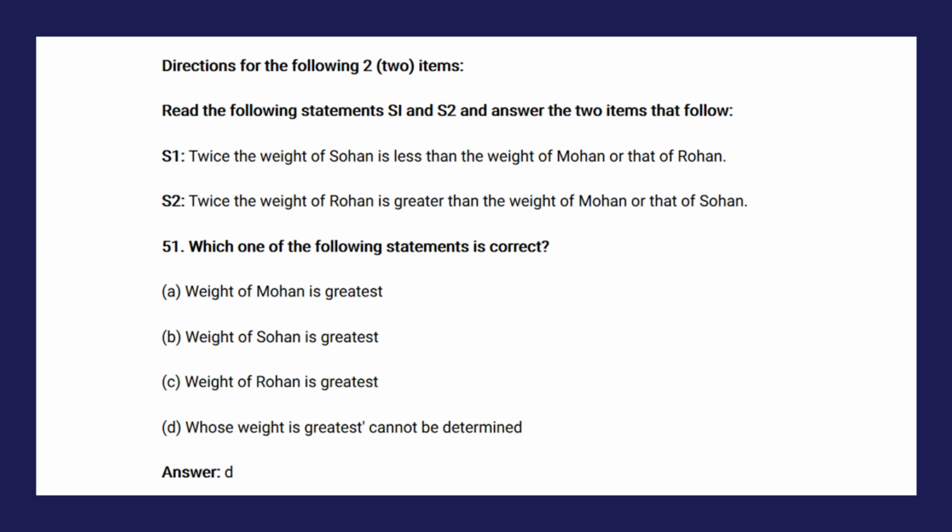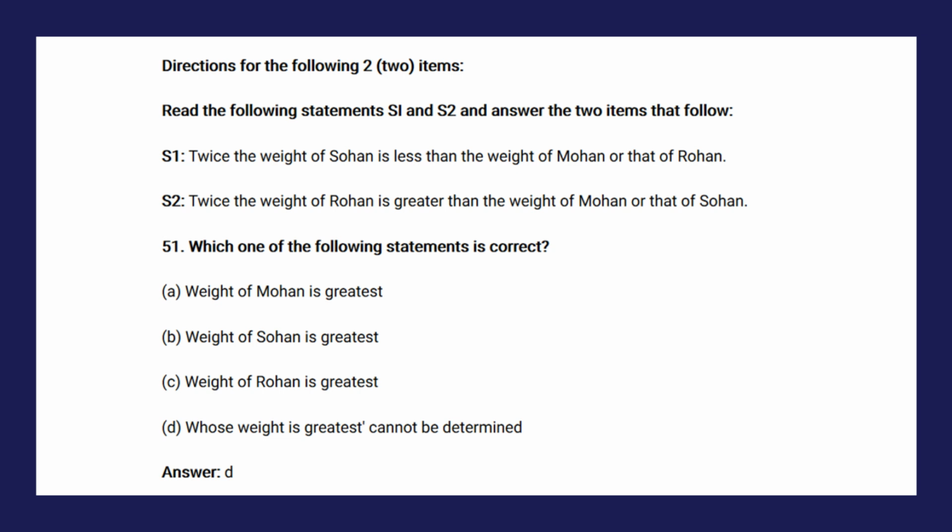Next question. Directions for the following two items. Read the following statements S1 and S2 and answer the two items that follow. S1. Twice the weight of Sohan is less than the weight of Mohan or that of Rohan. S2. Twice the weight of Rohan is greater than the weight of Mohan or that of Sohan.